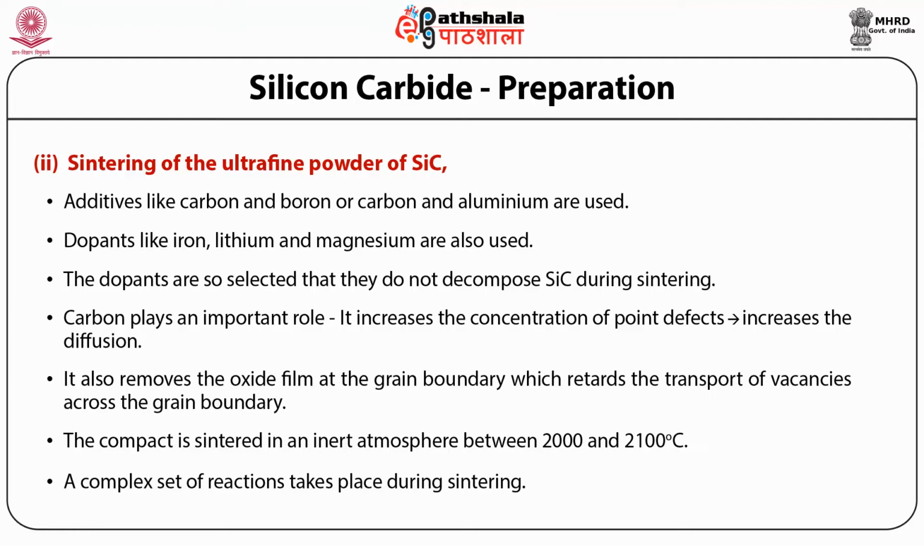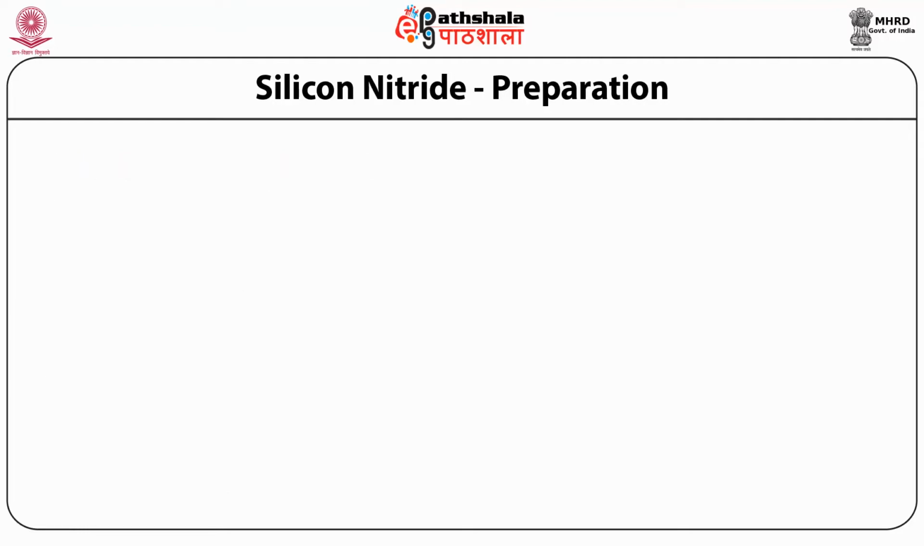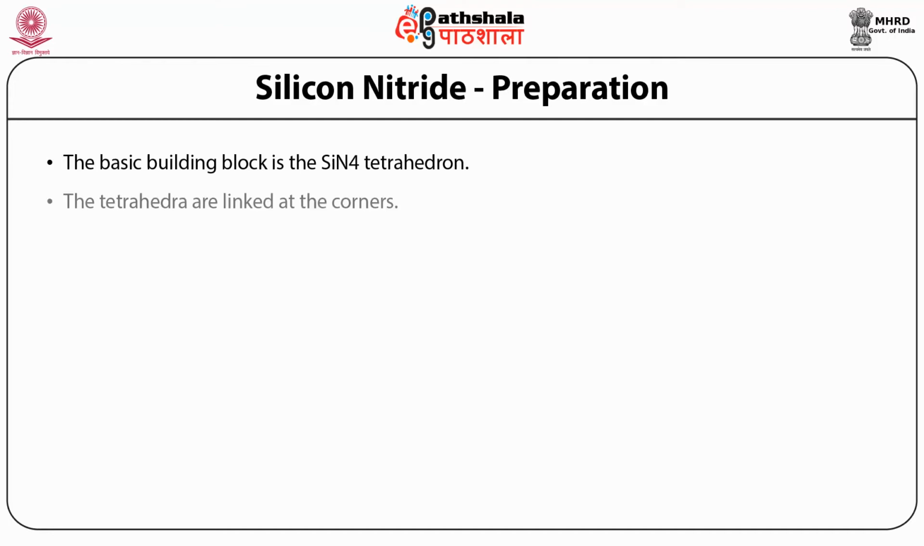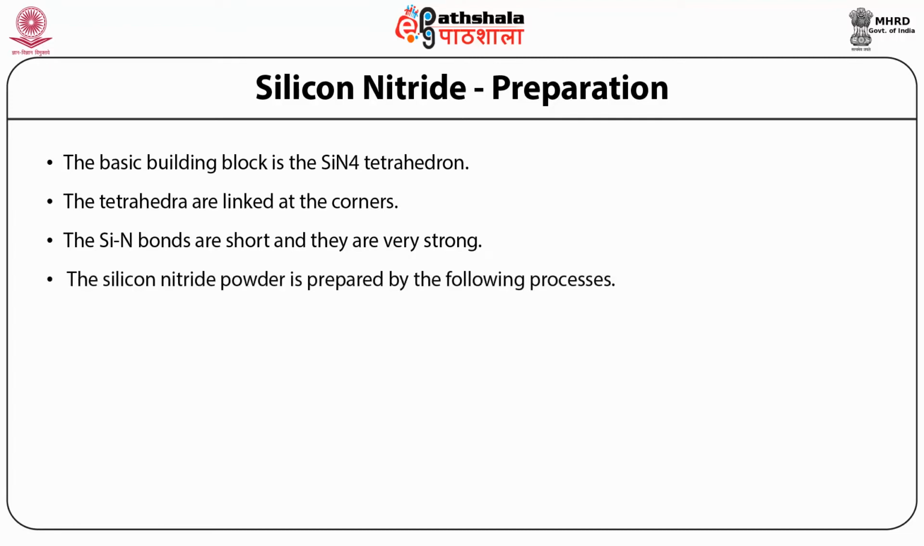Now here comes silicon nitride and its preparation. The basic building block of the structure of silicon nitride is the SiN4 tetrahedron. The tetrahedra are linked at the corners. The silicon nitrogen bonds are short and they are very strong. The silicon nitride powder is prepared by the following processes, which we will discuss one by one. So the first is direct nitridation of silicon.